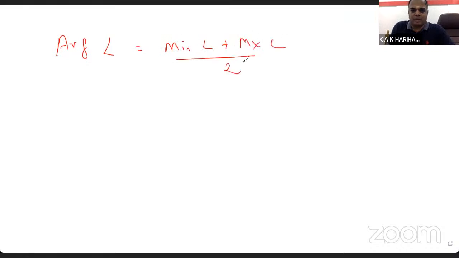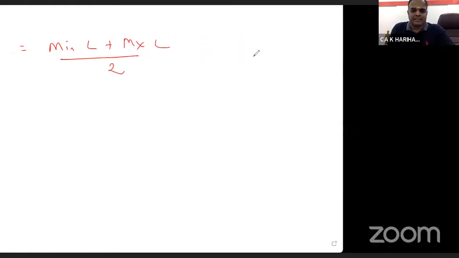If you want to compute reorder quantity, it's a reverse working problem. Reorder quantity comes into picture in maximum level as well as average level. So, what is the formula for average level? Average level is equal to minimum level plus maximum level divided by 2. You know that formula, right?